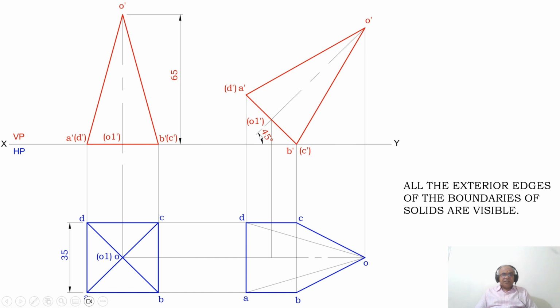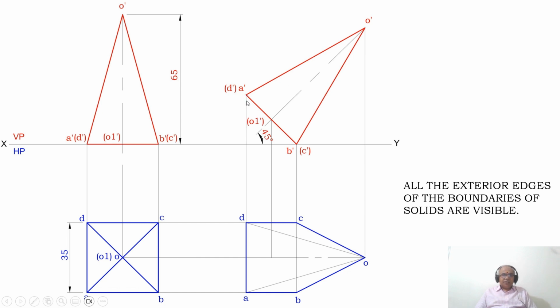So now the axis will automatically become inclined at 45 degrees to HP. Then you join B dash to A dash, to O dash, and O dash to B dash with a dotted line. Once you do that, now I need to write the top view for this. How to write the top view for this?